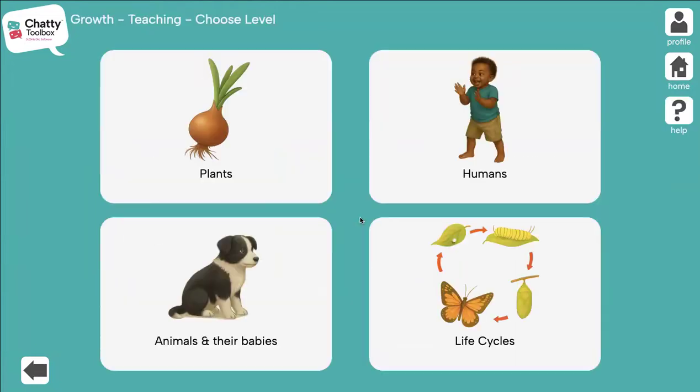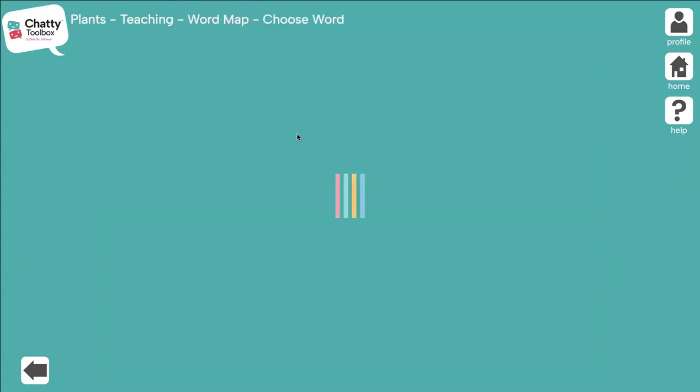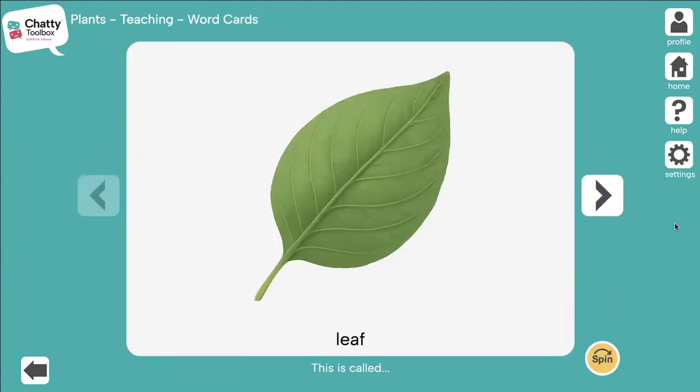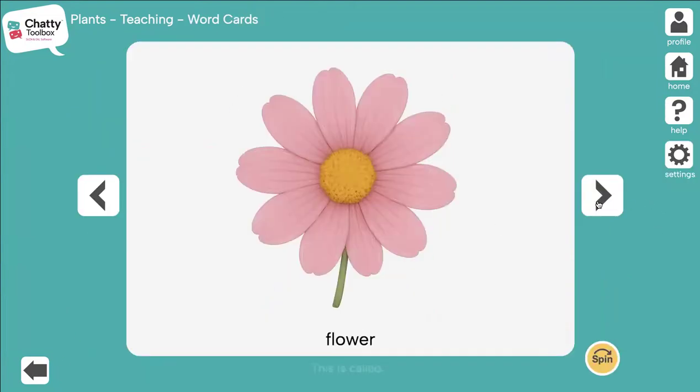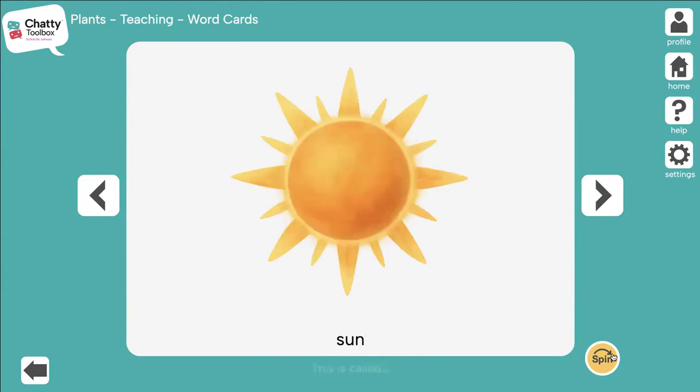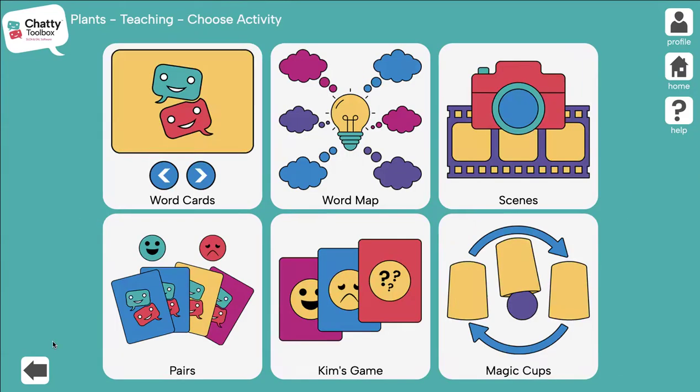Then for growth, you've got growth of plants, growth of humans, animals and their babies, and then life cycles. So within plants, just to show you the vocab, you can brainstorm any of that, or you can use the main teaching tool. Get that up on your big smart board when you're teaching each of these words. Use your spinner so that you're immersing the children in really good vocabulary teaching.